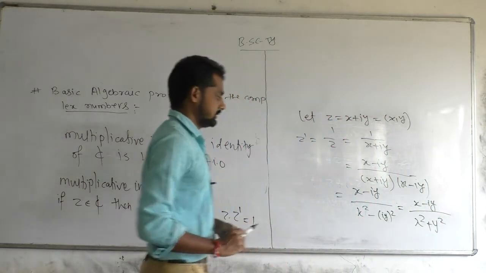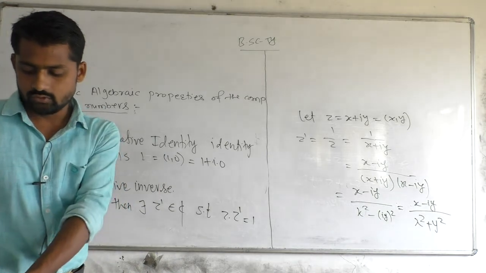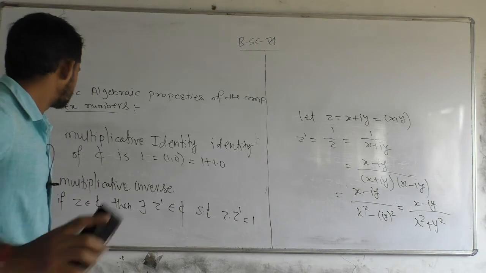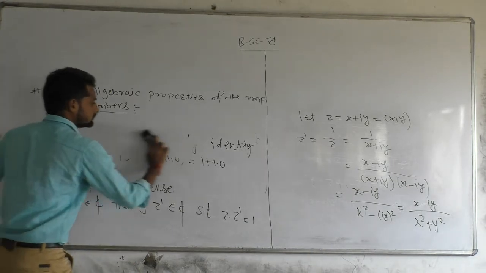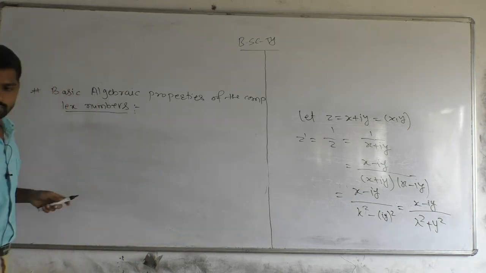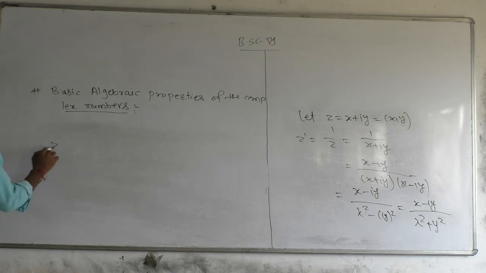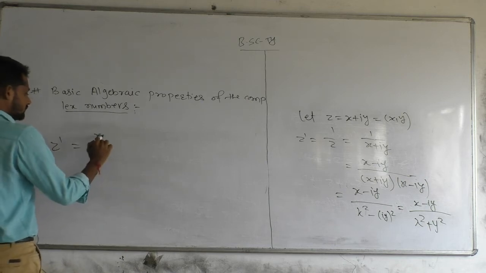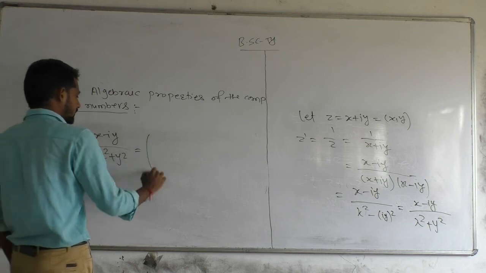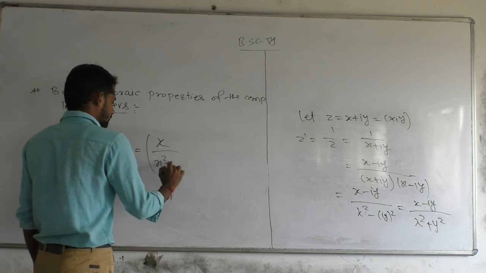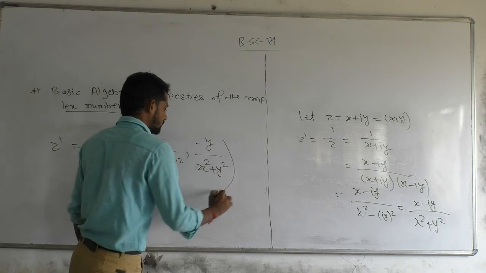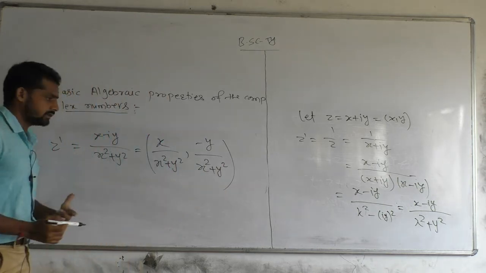So the multiplicative inverse of a complex number z is z' equal to (x minus iy) divided by (x square plus y square). It can be written as (x divided by x square plus y square, comma, minus y divided by x square plus y square). So this is the multiplicative inverse of the complex number z.